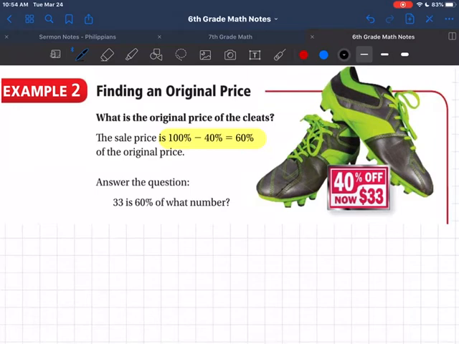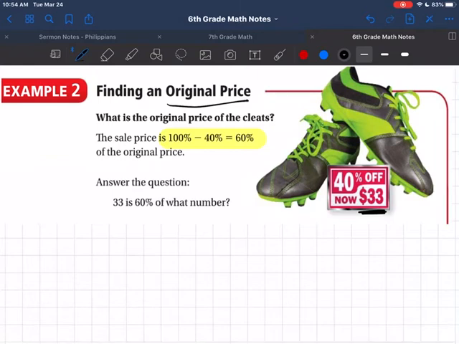Okay. So this one, as soon as you see the words, and you're just going to have to train yourself, find the original price if you know the sale price, okay? So now the sale price down here is $33. Okay, so here's how it works. I'm going to do the percent proportion once I figure this out, because we haven't done that in a little while. But you could use the equation also.